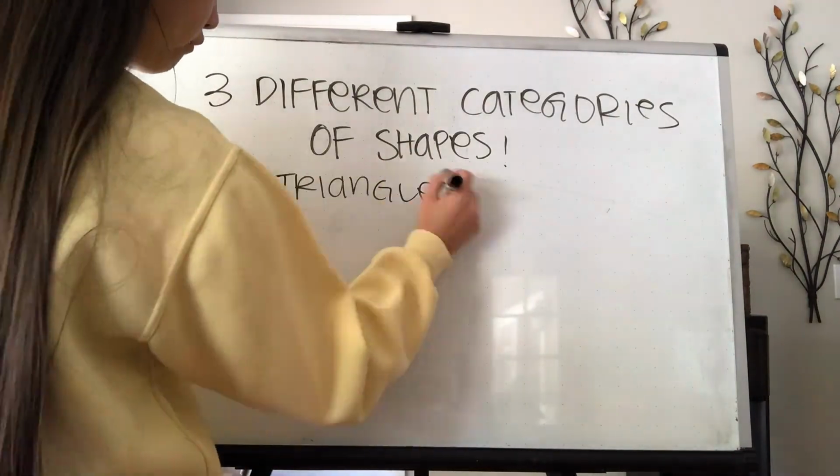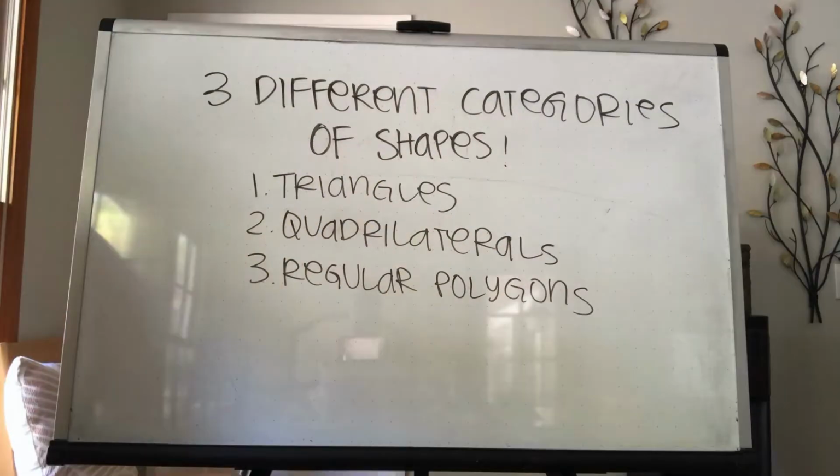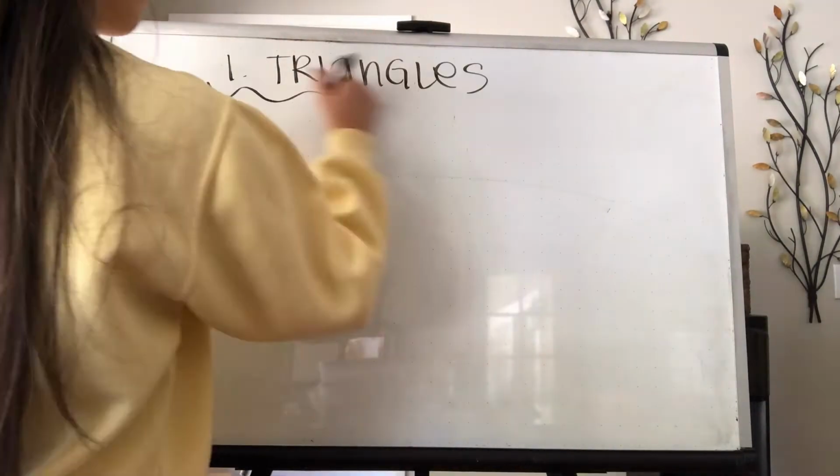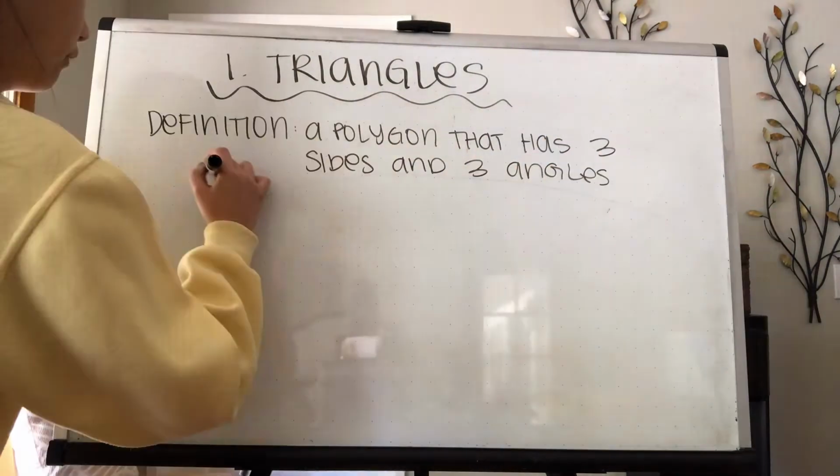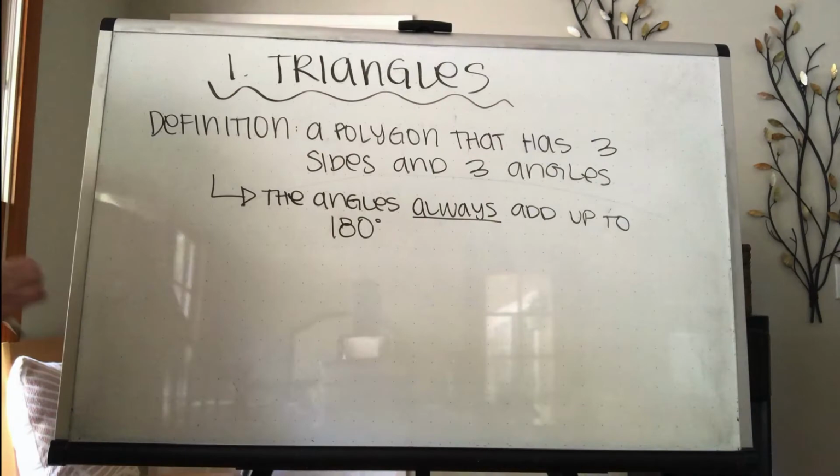Okay, so we're going to talk about 3 different categories of shapes. The first category is triangles, the second category is quadrilaterals, and the third category is rectangular polygons. And so the first category, triangles: the definition is a polygon that has 3 sides and 3 angles, and the angles always have to add up to 180.